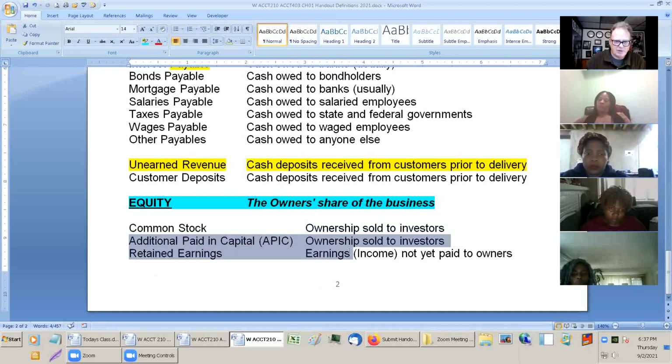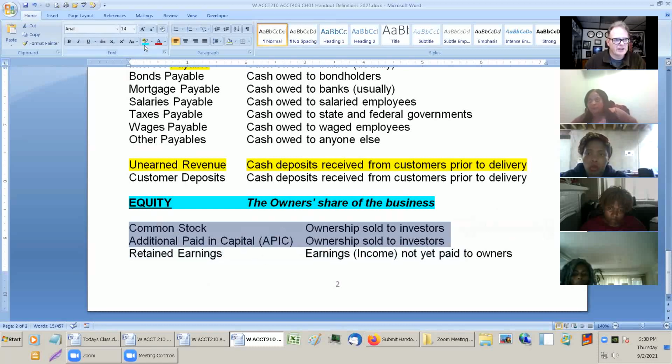And then paid-in capital. I don't want to go over that. It's exactly the same as common stock. We'll get to that later probably. And retained earnings, that's another thing we'll go over in the next few minutes here.